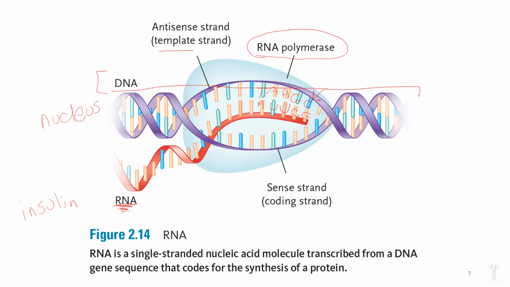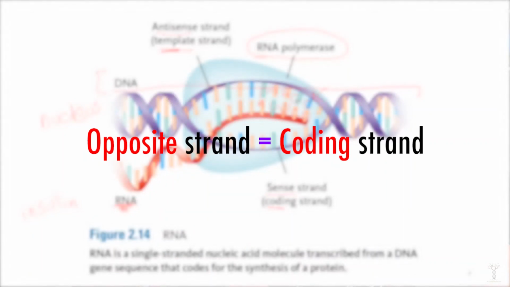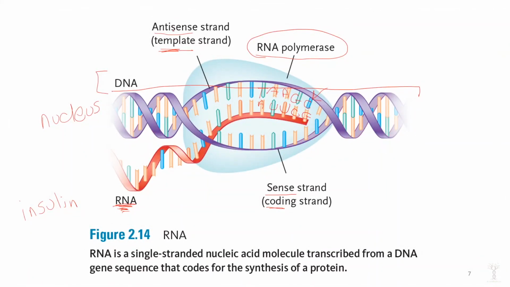The opposite strand is called the coding strand. Sometimes it's called the sense strand. And the template strand is sometimes called the antisense strand. Okay, so those names go together. So DNA is used to make RNA. That RNA will then be used to make a protein. So if we are going to make an insulin protein, we need an insulin gene, then we make insulin RNA, then that will code for the amino acids that make that protein.